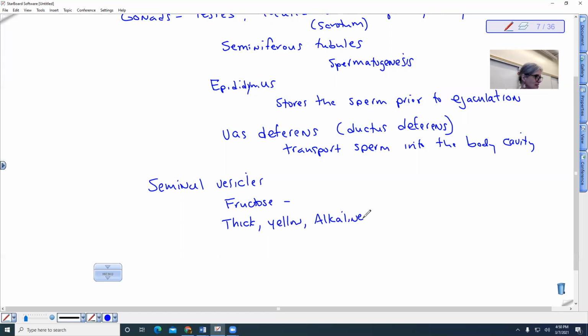And it actually produces what is called a coagulating enzyme. So it produces actually a coagulant. And this actually helps when the males ejaculate into the female's reproductive tract. It makes it stick together, so it doesn't just immediately come back out. So we have a coagulating enzyme.